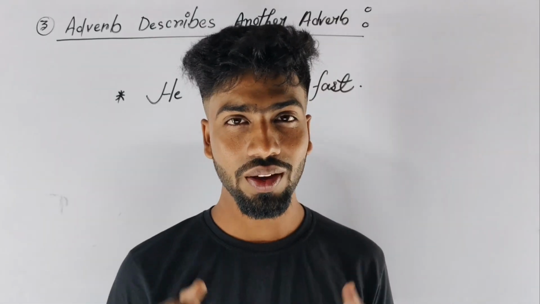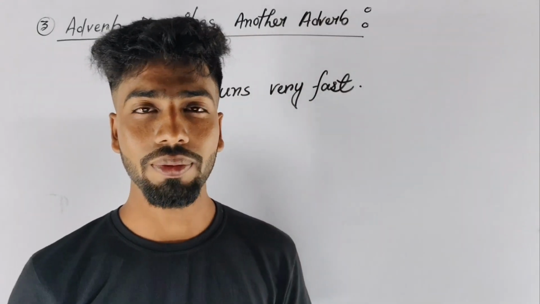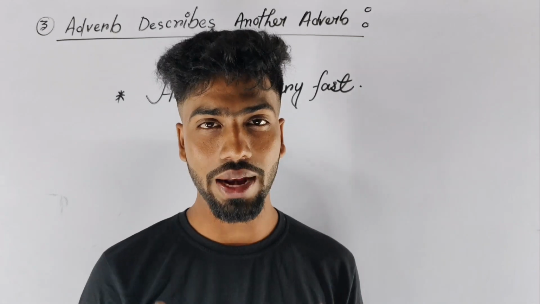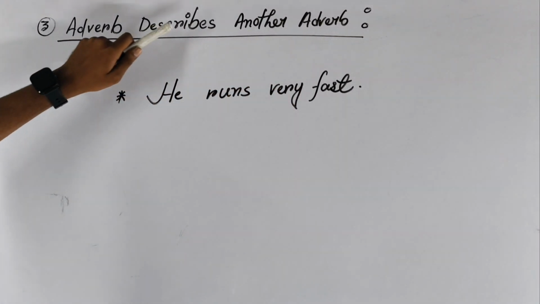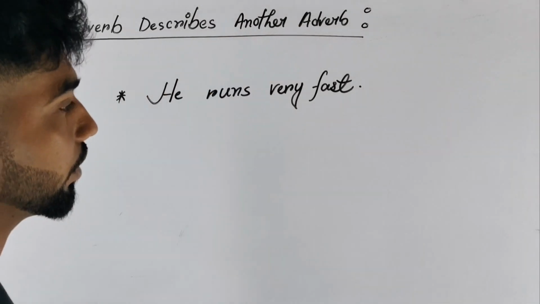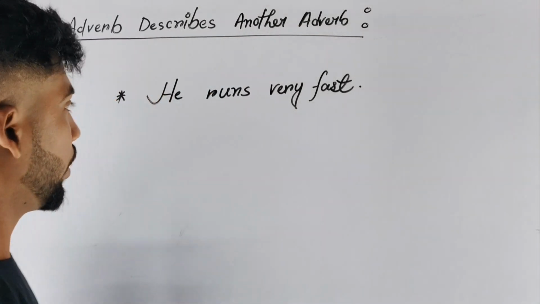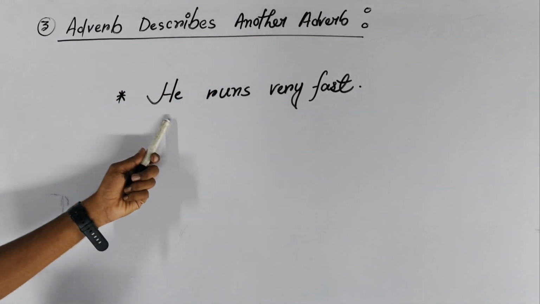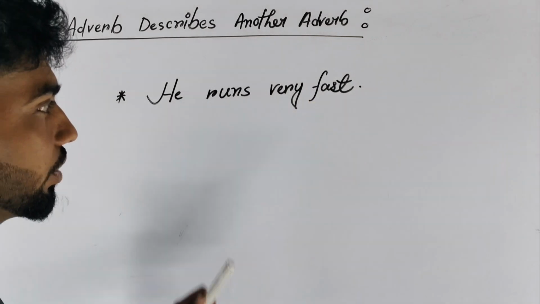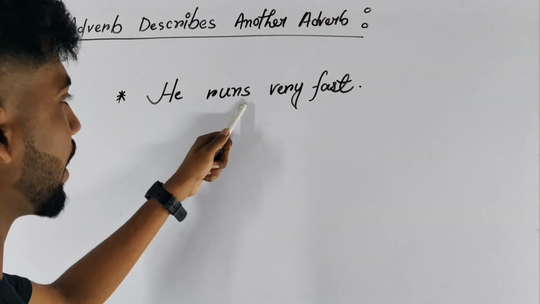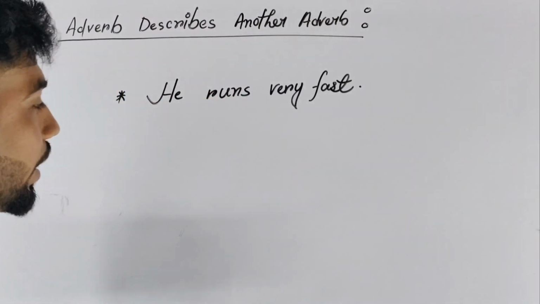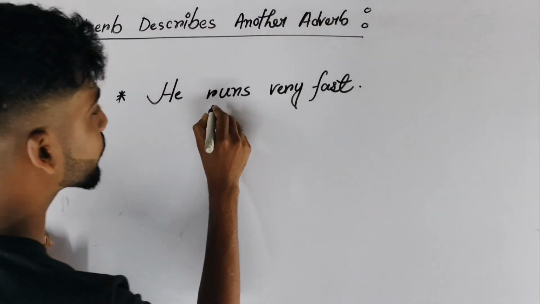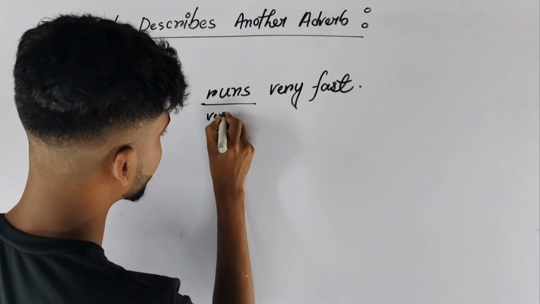Now, something more interesting. Adverb can also describe another adverb. Okay. So here adverb describes another adverb. For example, look at this sentence. He runs very fast. Okay. He runs very fast. Now ask the question. What is the verb? The answer is runs. Okay.